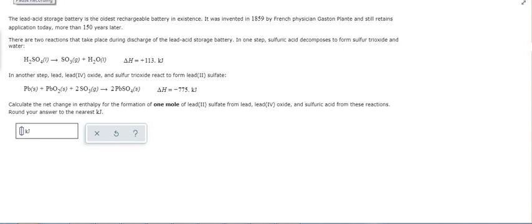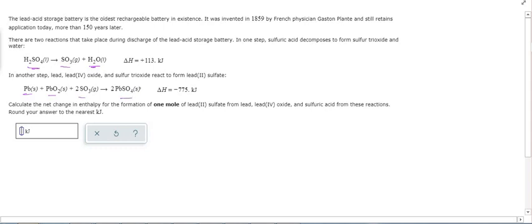Okay, we have a Hess's Law question from Alex, talking about one of the most useful gadgets ever invented in the history of the world. That is this lead acid battery, in which we have sulfuric acid that decomposes as sulfur trioxide and water, and then we also have lead. That's lead 4 oxide plus sulfur trioxide that will then give us our lead 2. So each of those has heat associated with them.